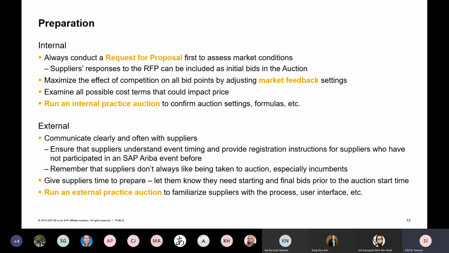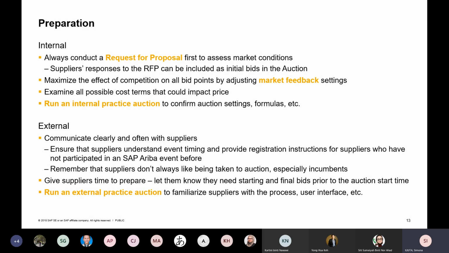Do not underestimate the importance of explaining to them how the auction works, what you expect of them, and what the awarding criteria are. Let them always know that they need to start the auction with the starting price in mind and the last price. And the prices that they come with in Ariba have to be agreed and approved by their management.